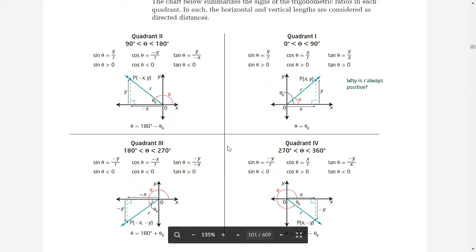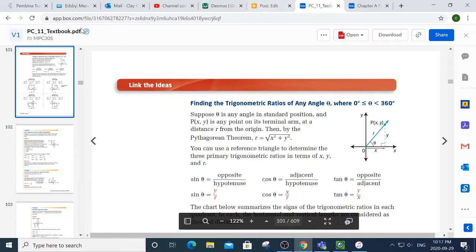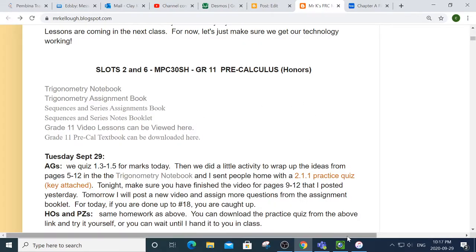So, good thing we checked that page. Just remember, if your notes ever do that to you again and say, go to the textbook, you can always just go back and find it from the blog. All right, back to notes.